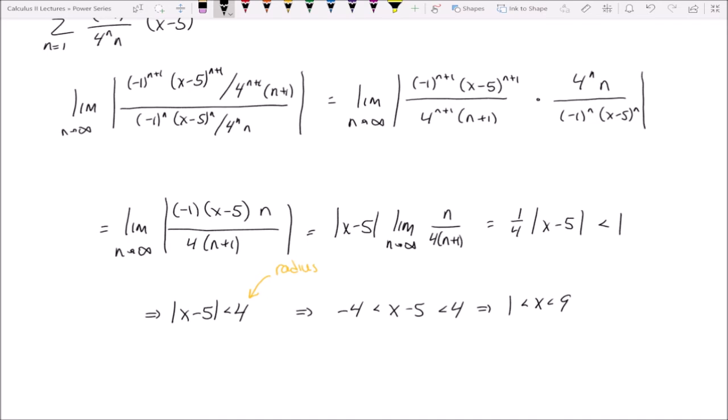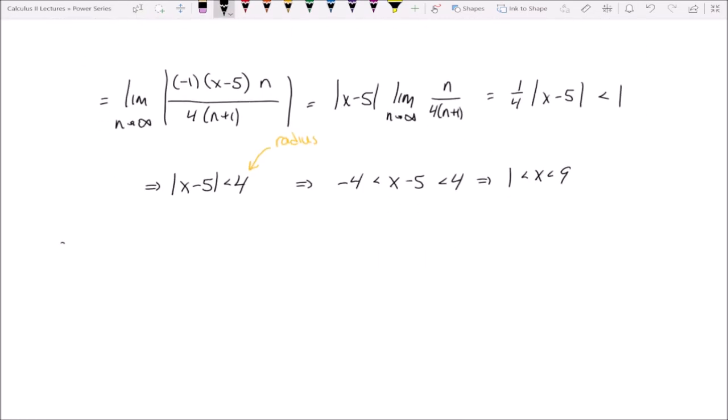Well, at those endpoints, 1 and 9, this limit gives us 1, right? And the ratio test is inconclusive at 1. It could converge or diverge. To determine which it does, we look at each individually. So if we have x equals 1, let's see what kind of series we get.